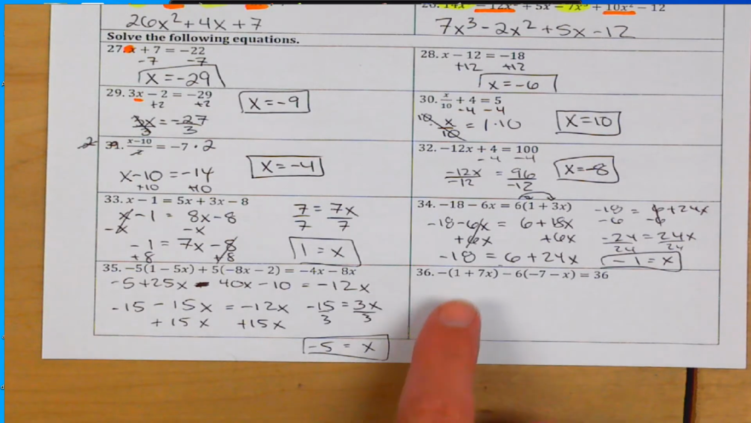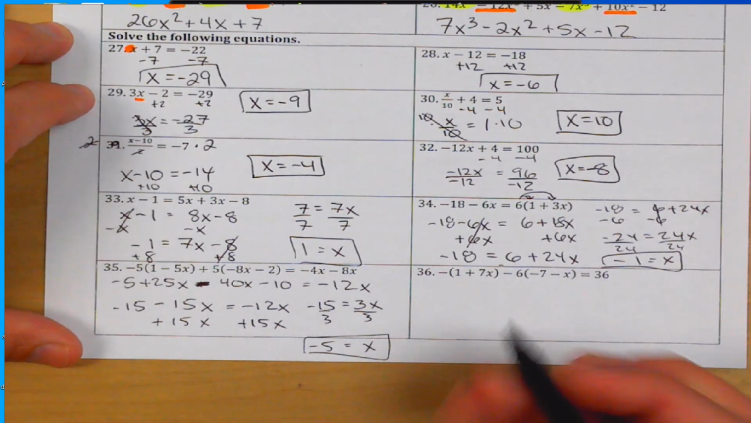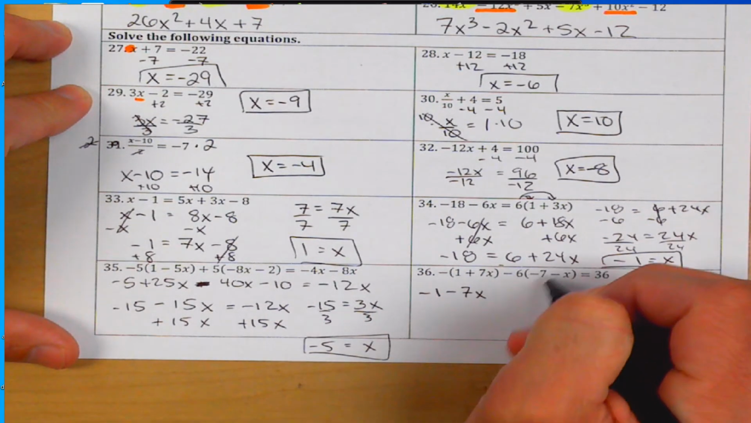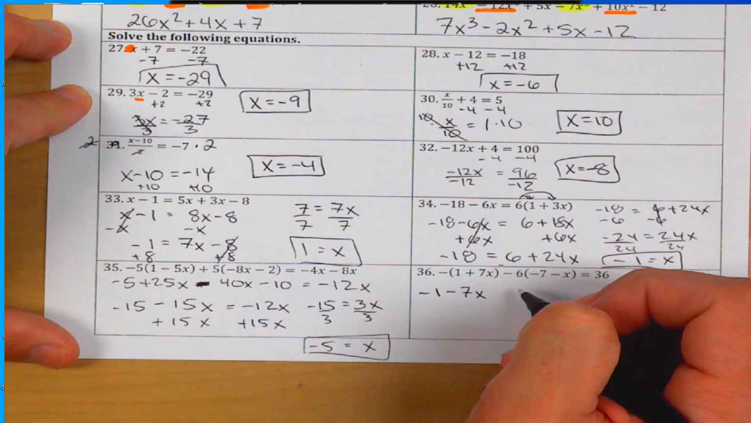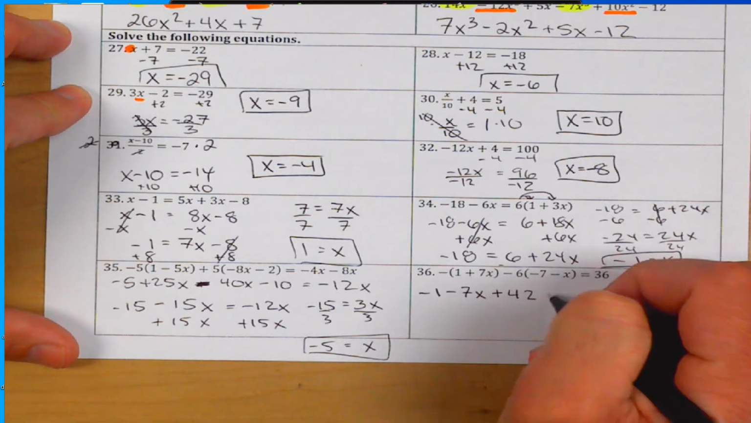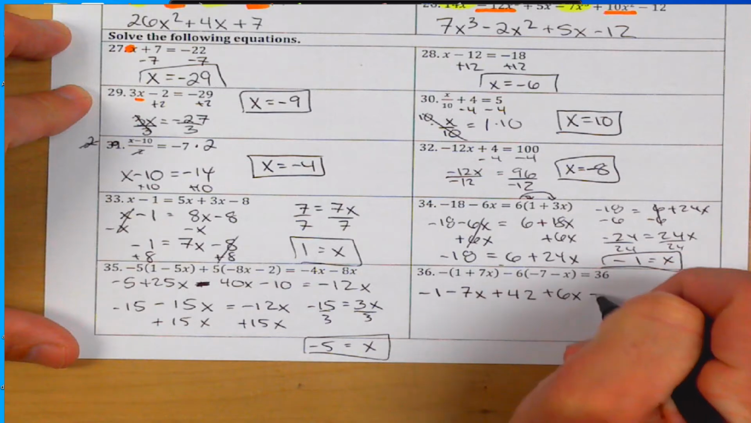All right, here we have a negative out in front, so we have to distribute the negative through, so everything in there becomes negative. Here we have a negative 6, so everything's going to be multiplied by 6 and change signs, so it's going to become positive 42 and a positive 6x equals 36.